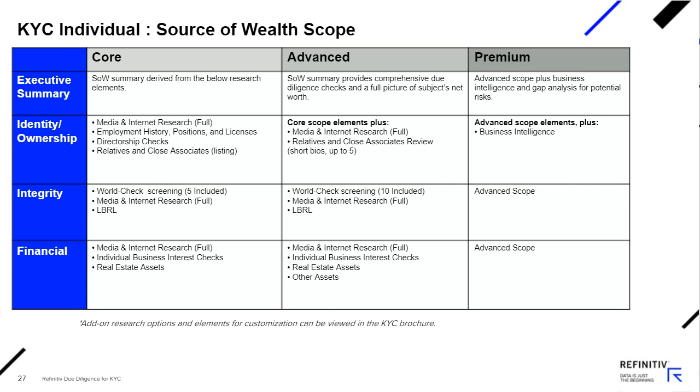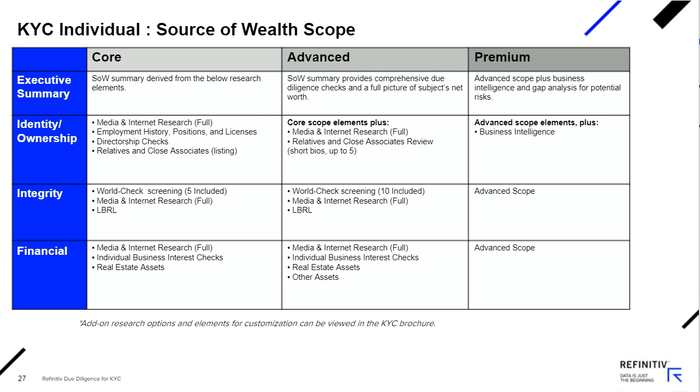When you go to the advanced level, you'll see there's additional data points added. The core scope is included, but we basically build upon the relatives and close associates review, so we dig into short biographies on who these relatives and close associates are, and a high-level view on what they do and what their media profiles provide in terms of wealth and risk. We actually up the role check screenings as well.